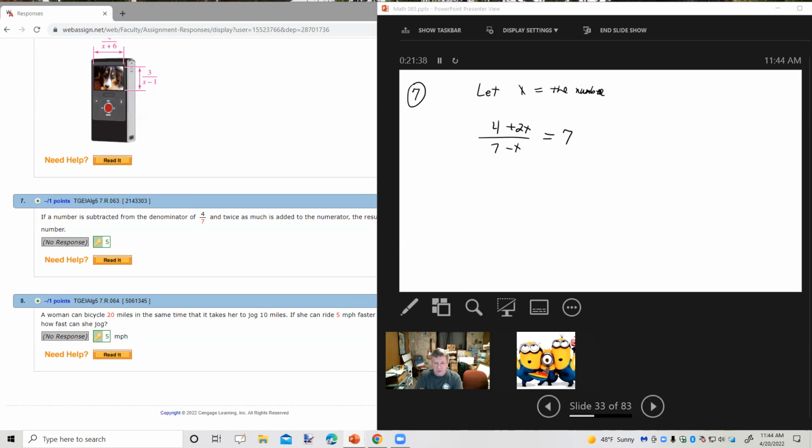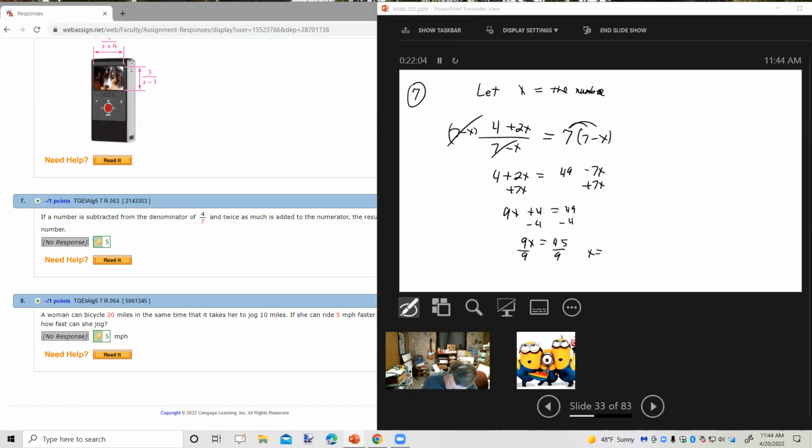Yeah. So we're going to multiply both sides by 7 minus X. On the left side, I get 4 plus 2X. On the right side, I get 49 minus 7X. We'll add 7X to both sides. Subtract 4 from both sides. Divide by 9. X equals 5.